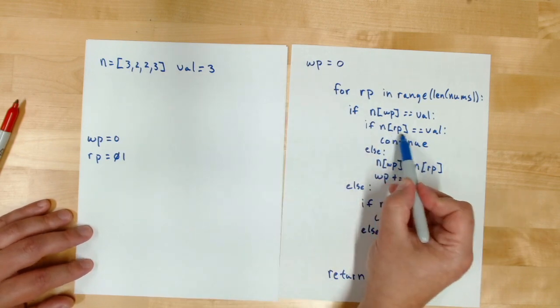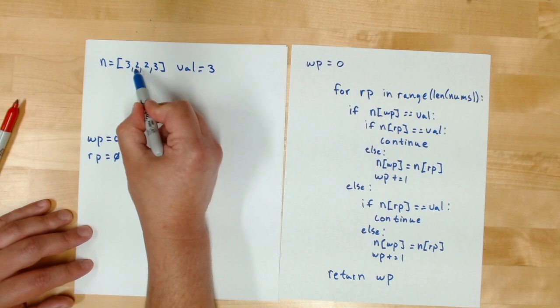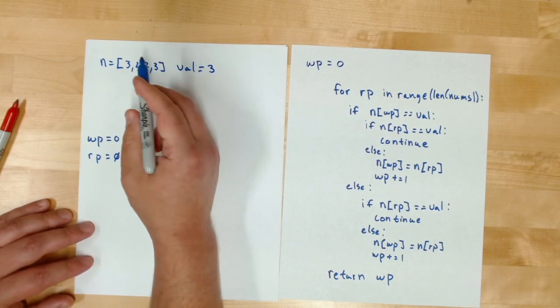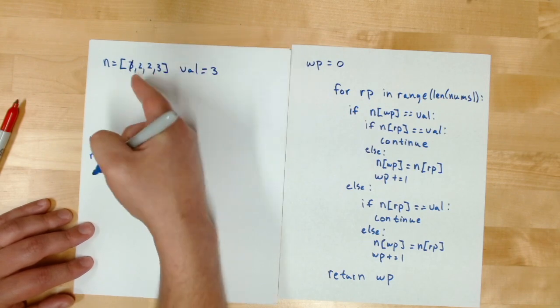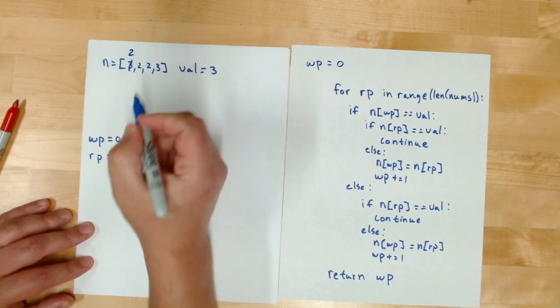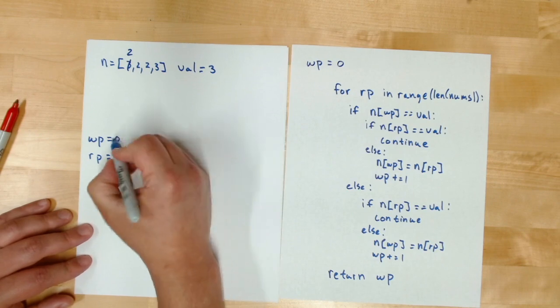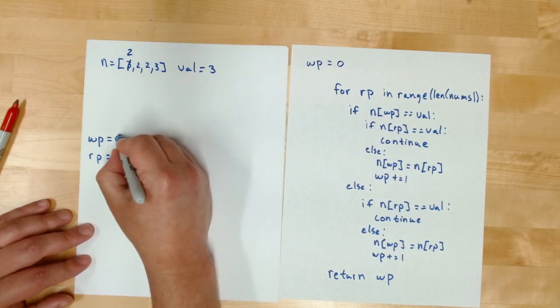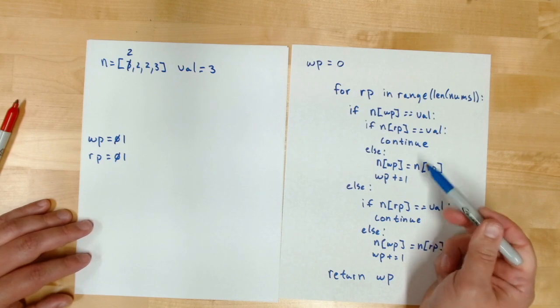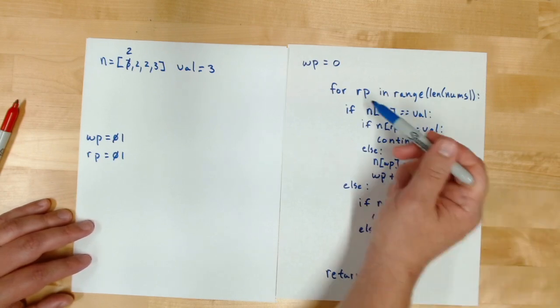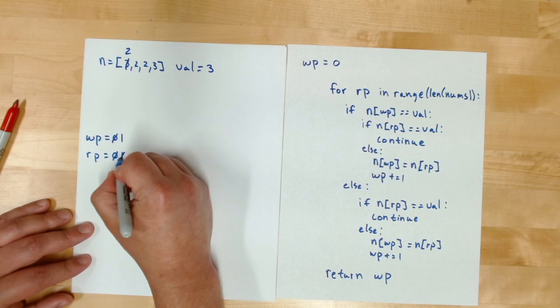Is our read pointer equal to value? No, it's not. Okay, so what we're going to do is we're going to update the value at our right pointer to the value at our read pointer. And then we're going to increment our right pointer by 1. And so now we're done with the if statement. So we're going to go to the next iteration. So right pointer gets incremented to 2.